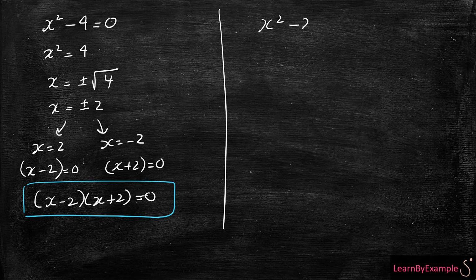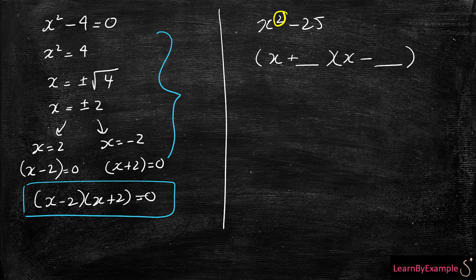Okay, so let's look at another example. x squared minus 25. Instead of doing all of this, you know that it's going to be x plus something and x minus something. Why do you know that? Because this is a binomial with second degree terms. So why x? Because two x's multiplied together give you x squared. And what's the square root of 25? It's 5. So very simple, x plus 5 and x minus 5.